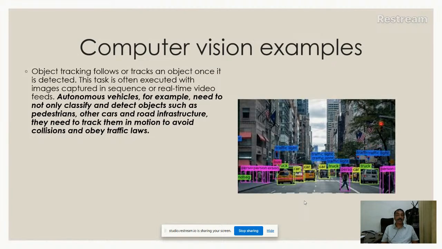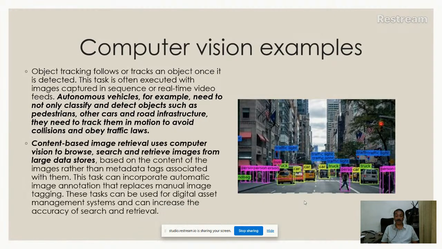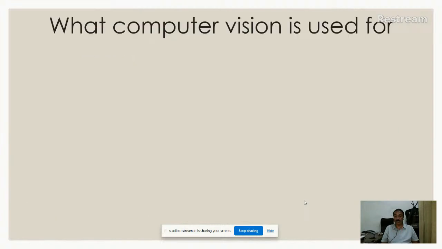Of course, there are other things, like autonomous vehicles, which need not only to classify and detect objects such as pedestrians, other cars, and road infrastructure. They need to track them in motion to avoid collisions and obey traffic laws. Content based image retrieval uses computer vision to browse, search, and retrieve images from a large database. Possibly in Google Images, you are able to get what you want based on the search word.